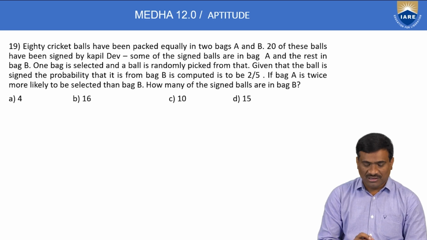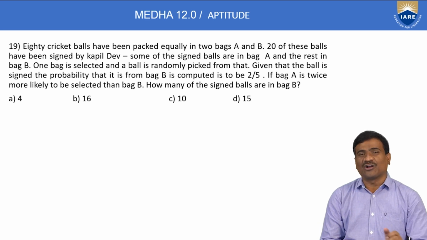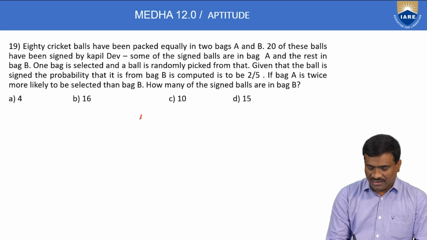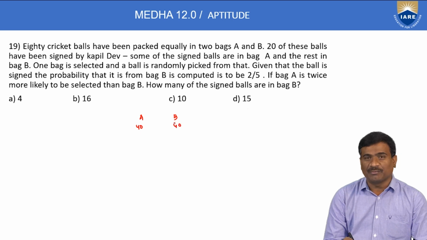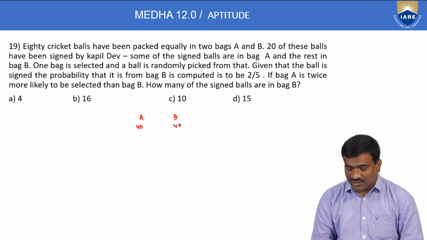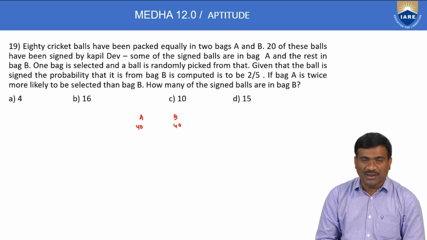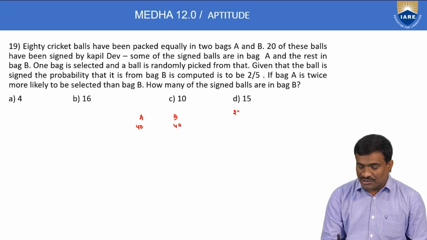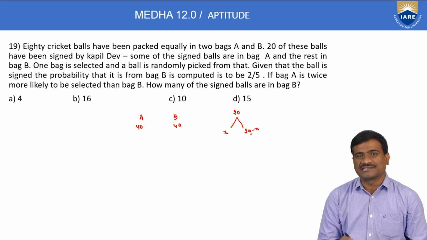Next example: 80 cricket balls have been packed equally in two bags, A and B. Total 80, equal means 40-40: bag A 40 and bag B 40. 20 of these balls have been signed by Kapil Dev. Some of the signed balls are in bag A and the rest in bag B. Total signed balls only 20. Suppose bag A has X, then bag B has the remaining 20 minus X.